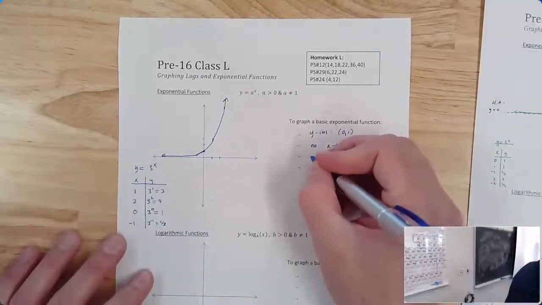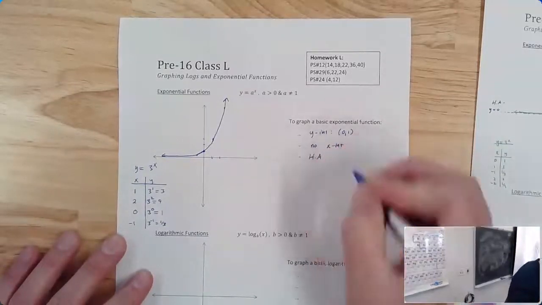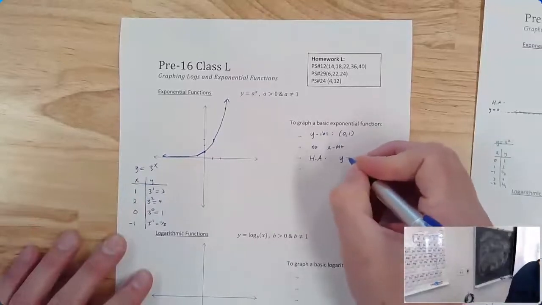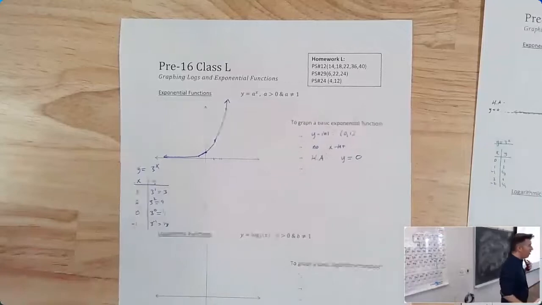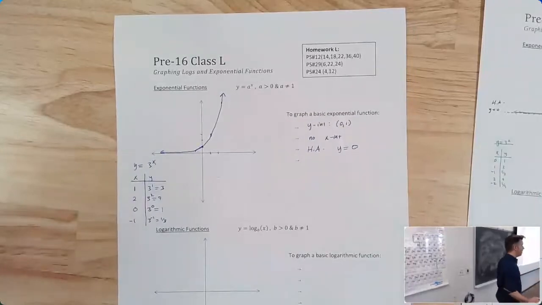We're also going to have a horizontal asymptote of the line y equal to 0, also known as the x-axis. A horizontal asymptote is a value that the function gets closer and closer to as it goes way out to the right or way out to the left. In this case, as you go further and further to the left, the function gets closer and closer to a y value of 0. It never actually gets there in this particular case.